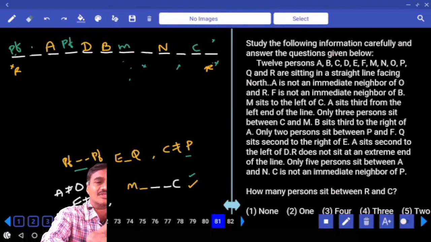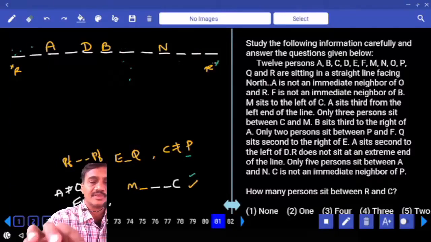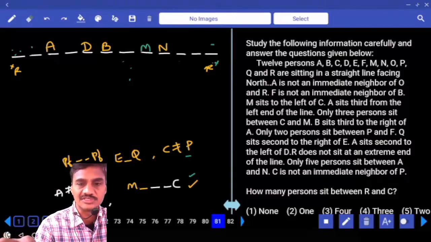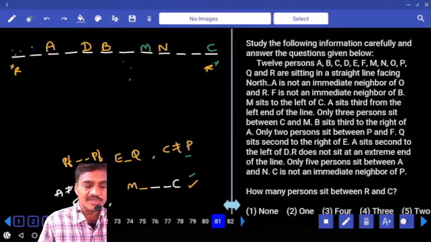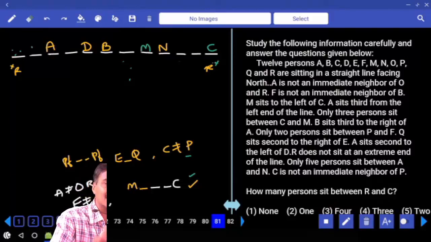Hence, what is the only possibility we have left now? We are left with only one possibility. What is it? M and C must be like this. M is here. If M is here and there are 3 persons between M and C, C is here. Is that fine? If M and C are in these 2 places, then E and Q. Where can we have this E and Q? E and Q must be in the alternate places. E is here and Q is here.